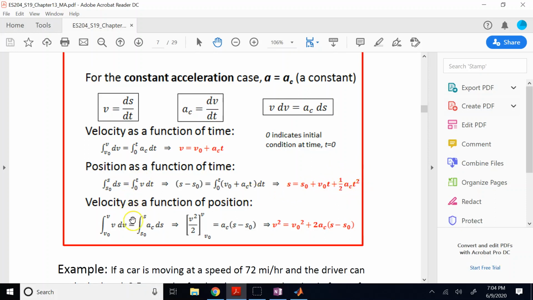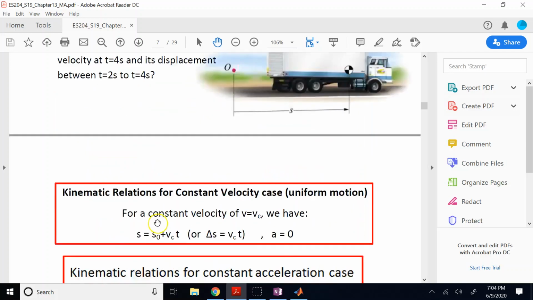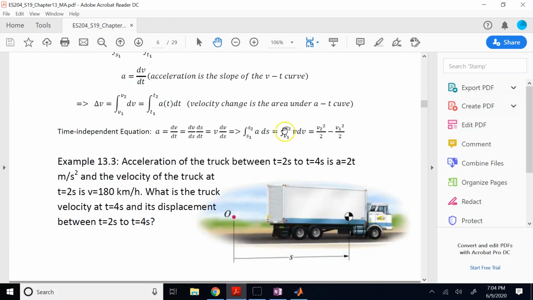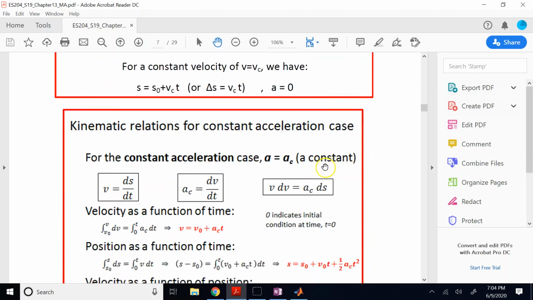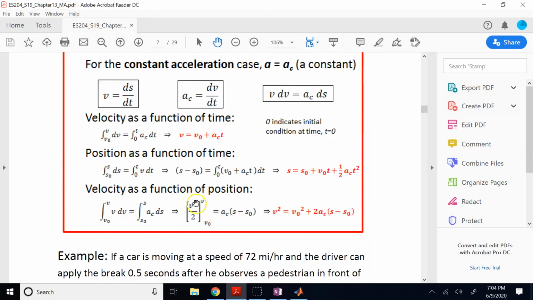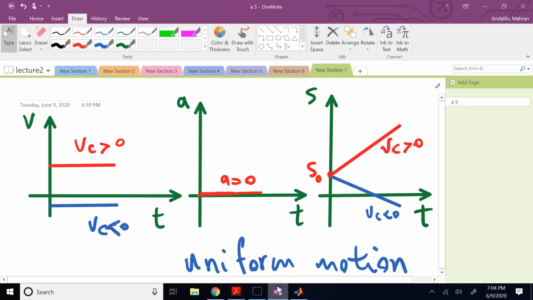And if I eliminate the time between v, a, and s, I get this time independent equation, and I integrate the left side, since a is constant, it comes out. So you're going to get a times delta s is equal to v2 squared over 2 minus v1 squared over 2. And if you cross multiply, you're going to get this equation: v squared is v0 squared plus 2a times delta s. Okay?